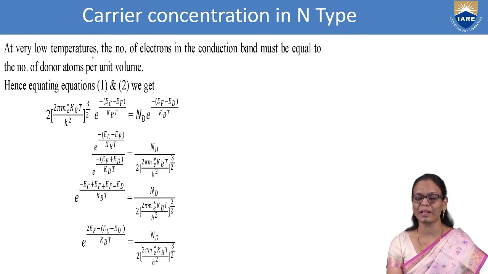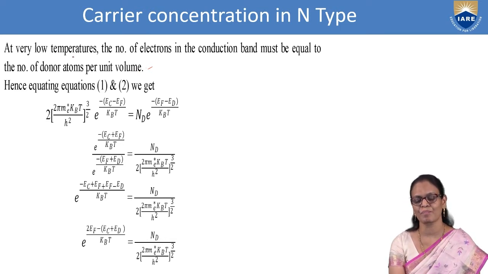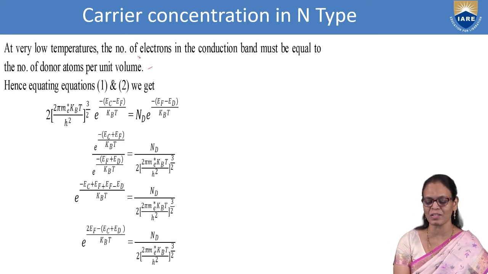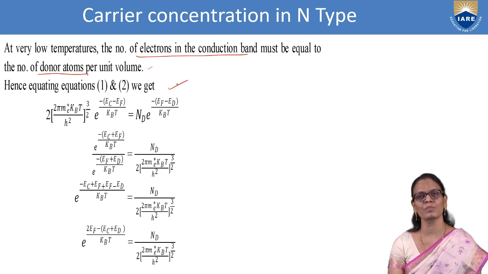Now at very low temperatures, the number of electrons in the conduction band must be equal to the number of donor atoms per unit volume. So where are we getting the electrons from into the conduction band? From the donor atoms. So at low temperatures, all the atoms whichever are ionized, the electrons corresponding to those atoms are going to the conduction band. So therefore we can say that the number of electrons in the conduction band must be equal to the number of donor atoms per unit volume. So we are going to equate 1 and 2.